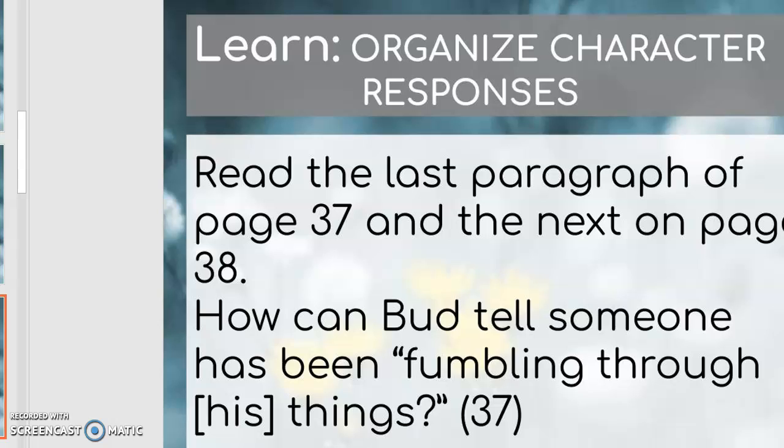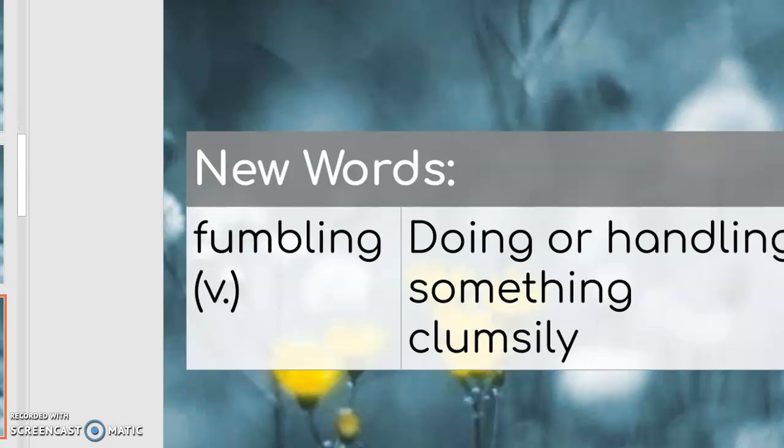Learn, Organize Character Responses. Read the last paragraph of page 37 and the next page, 38. How can Bud tell someone has been fumbling through his things? The new word that we're going to focus on, which you can put on your word wall, is fumbling, which means doing or handling something clumsily. So you're going to put that on your word wall inside your classroom.